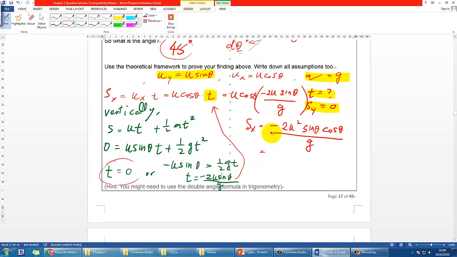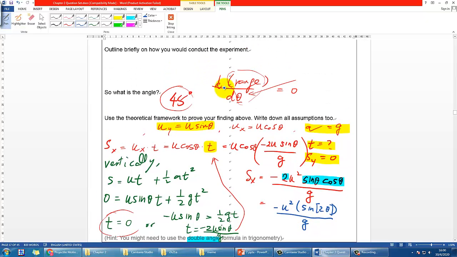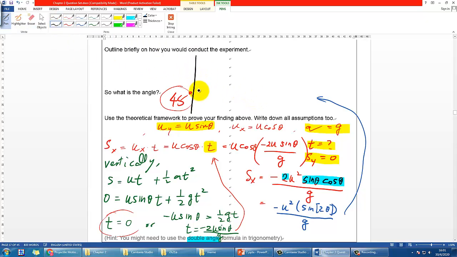And one interesting thing that you should find in maths is that you have learned something called the double angle, and that is sine theta cosine theta times 2 actually equals sine 2 theta, over g. So ultimately, when you try to differentiate it, allow me to do it here, because I don't have space. When you try to differentiate the range, which is dsx over d theta, that means you are differentiating negative u squared sine 2 theta over g with respect to theta.